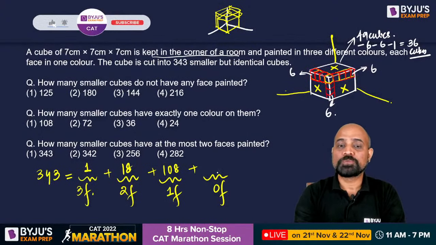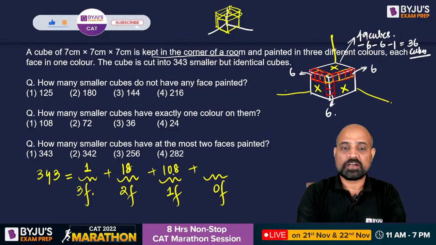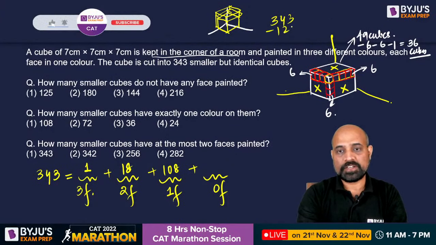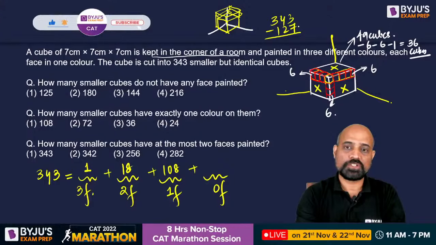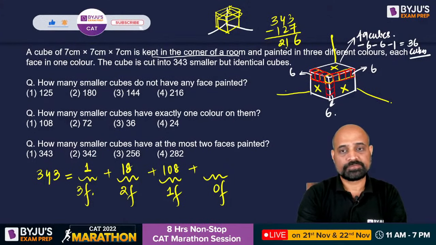So the remaining cubes will be how many? These are going to be those cubes which will have 0 faces painted. So 343 minus 127. So 343 minus 127. So this should definitely end in a 6, right? So how many smaller cubes do not have any face painted? The answer is going to be 216.